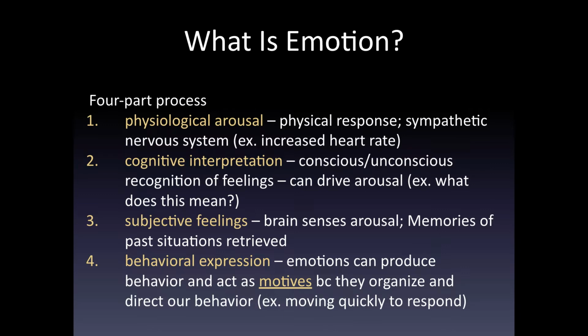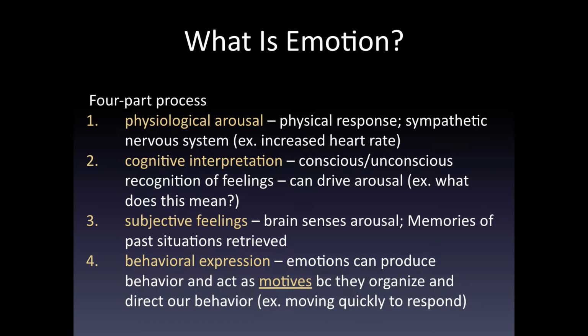It's also made up of a cognitive interpretation. So that means we are weighing, we are assessing the situation that we're in, and we're deciding how we feel. Our subjective feelings, or, as our brain senses this arousal, we might experience memories of past situations. And these memories are going to be retrieved. And so, along with the physiological arousal and the cognitive interpretation, we have feelings involved as well, which are very specific to us. They're subjective. And finally, emotions can produce behavior. They can produce some kind of behavioral expression. Okay, so these emotions act as motives because they're going to help organize and direct our behavior.